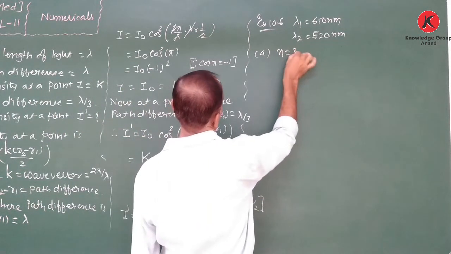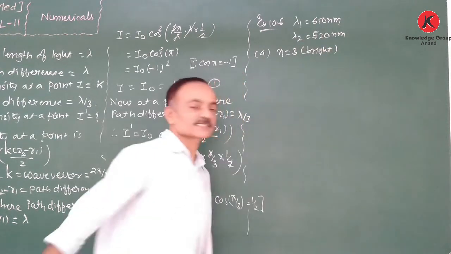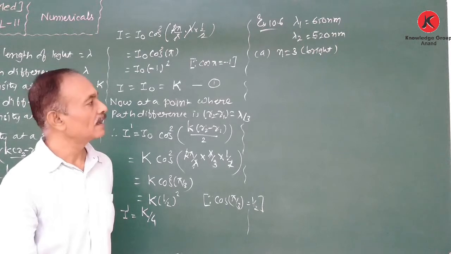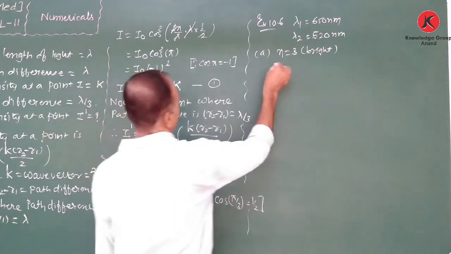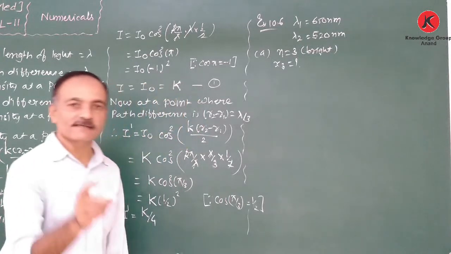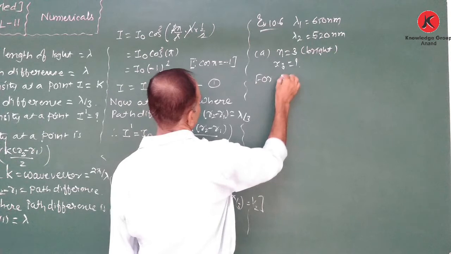n is equal to 3, third bright fringe from the central fringe, from the central bright maximum. So what is the x3? Already this type of numerical we calculated for nth order bright fringes.